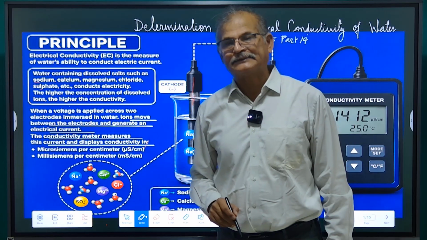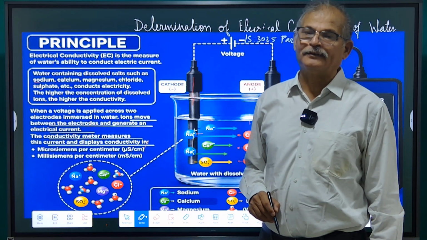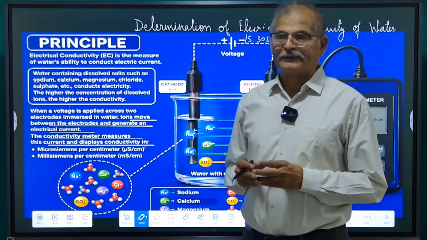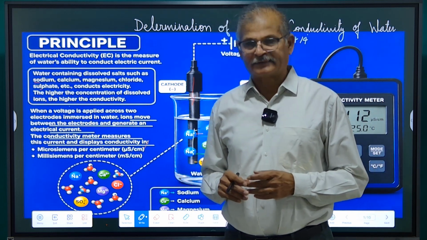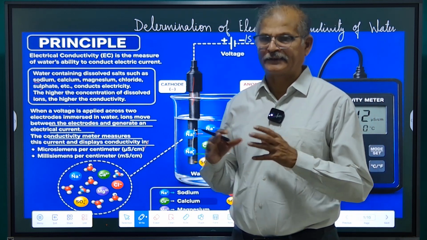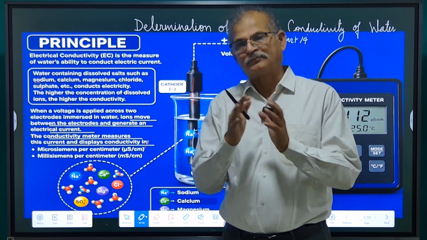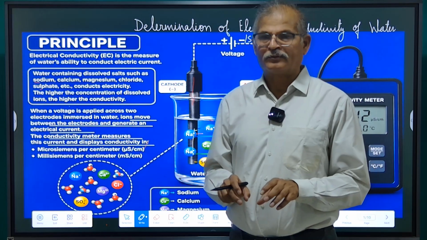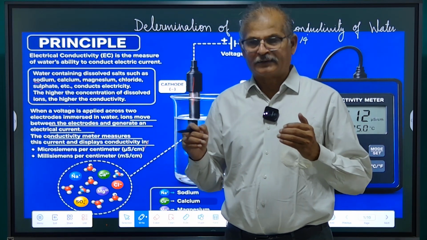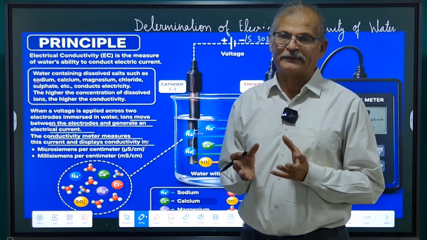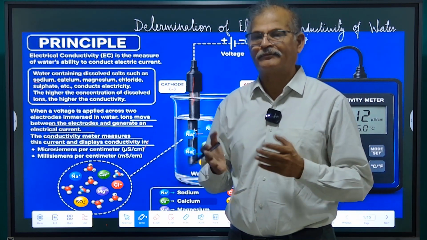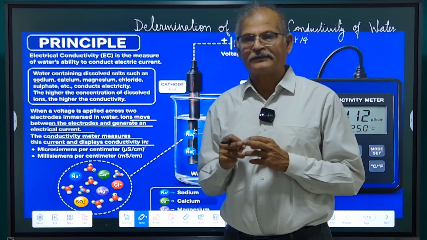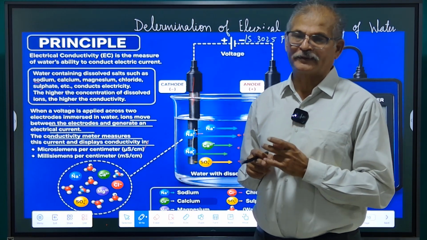The principle behind this test is that electrical conductivity is a measure of water's ability to conduct electricity. Water containing dissolved salts of calcium, manganese, sulfate, chloride, etc. conducts electricity. The more the concentration of ions, the more the electrical conductivity. When we immerse two electrodes into the water and apply a voltage, ions move between the electrodes and generate a current. This current is measured by the conductivity meter and displayed on the screen in microsiemens per centimeter.